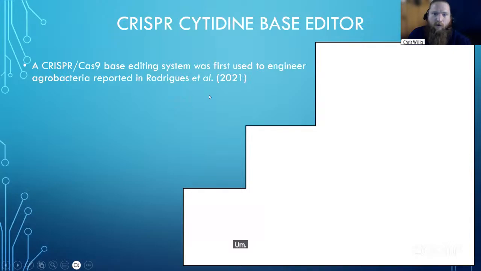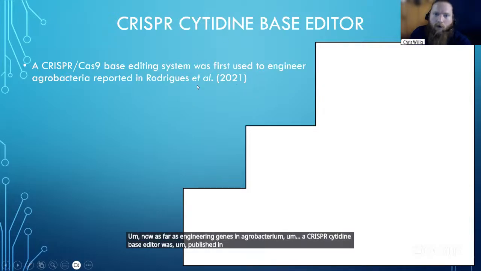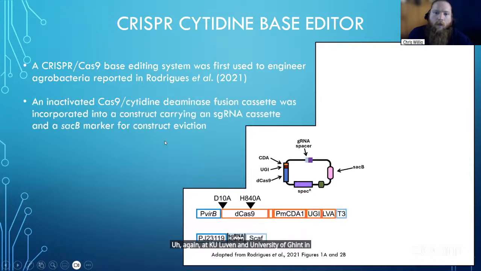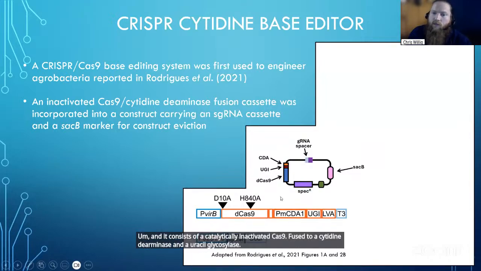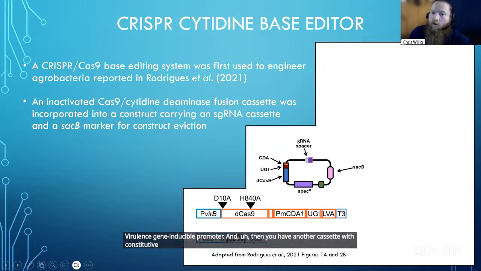Now, as far as engineering genes in Agrobacterium, a CRISPR cytidine base editor was published in 2021 by a group, again, at KU Leuven and the University of Ghent in Belgium. And it consists of a catalytically inactivated Cas9 fused to a cytidine deaminase and a uracil glycosylase. So this whole chimeric protein is expressed under the control of a virulence gene inducible promoter, and then you have another cassette with constitutive expression of a guide RNA sequence.